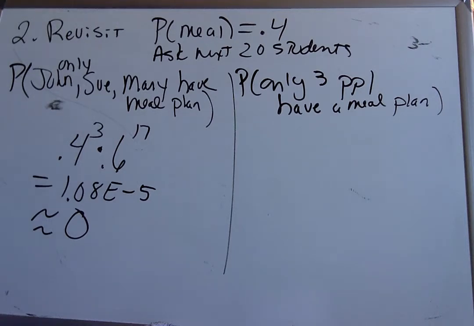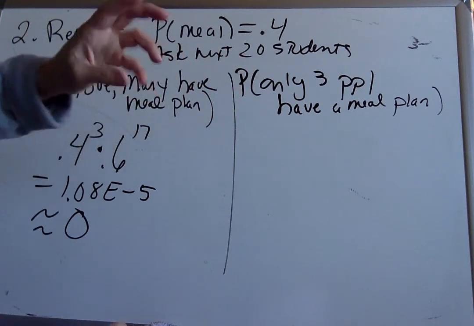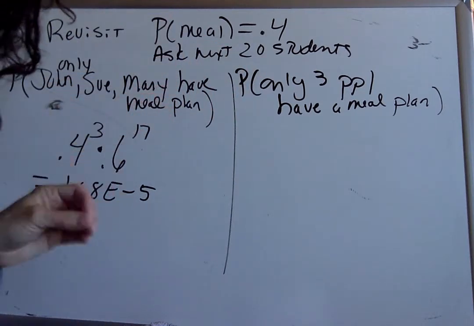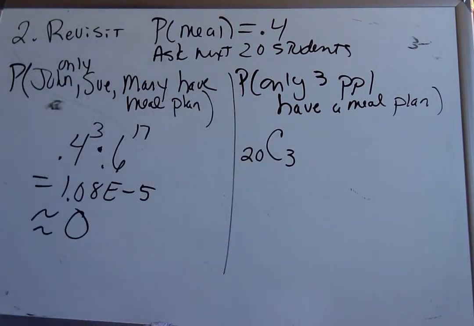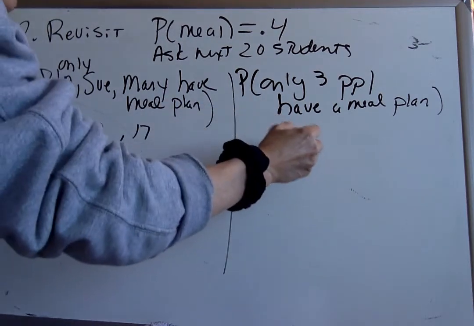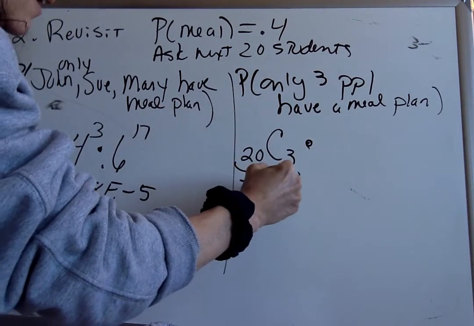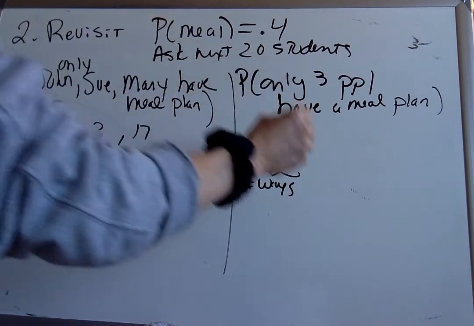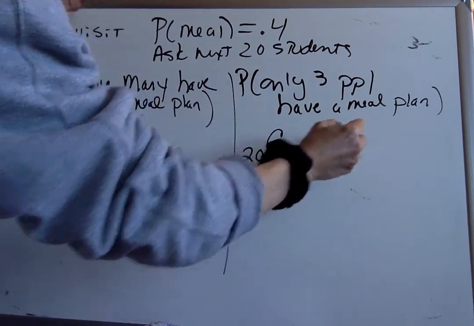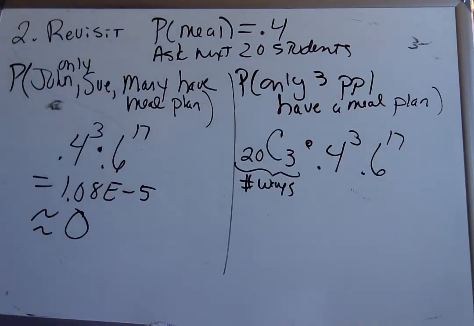Speaking of which, I'll tell you how many it would be, just to convince you you're not doing this the long way. There's 1,140, so that's not an option. But to understand that, you would have to figure out all the different ways to grab 3 people out of the 20. That's that 20 combination 3. That would tell you how many of these things we would be adding up, times 3 people having it, 17 people not having it.